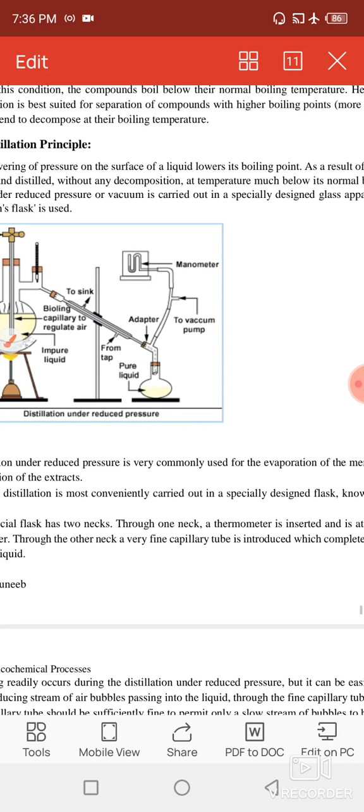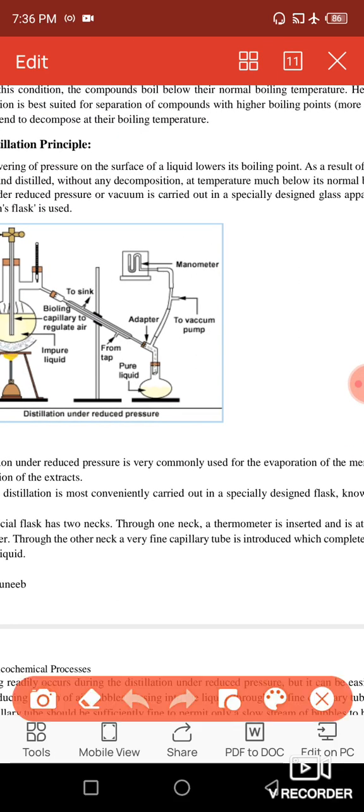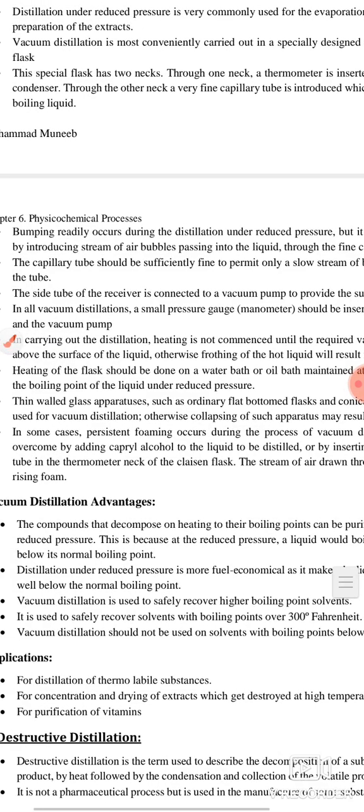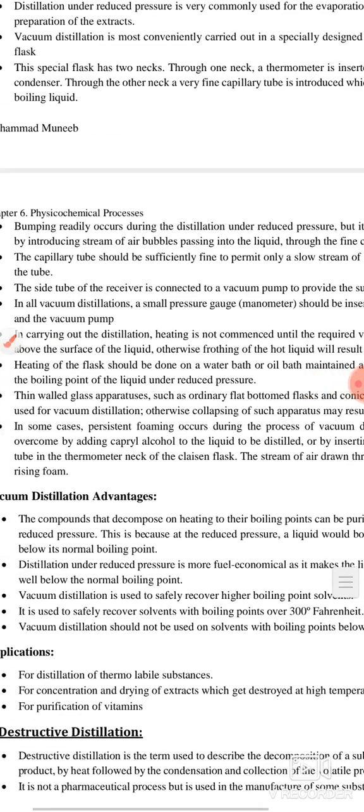So here there is a mistake in the diagram, because in the reading they say that your manometer should be at this place, between the receiving glass and the vacuum pump, but it is drawn behind it. But you have to keep this point in your mind.